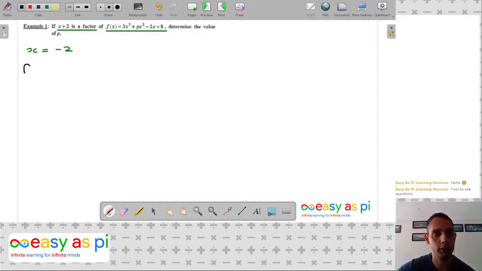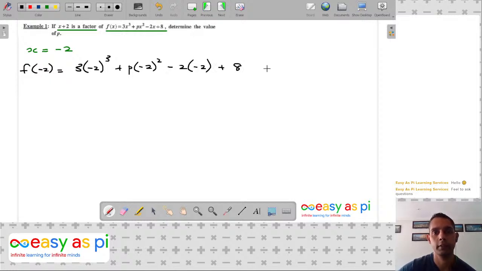What else do we know? We know that f at negative 2, if I plug that in, that's going to be 3 into negative 2 cubed plus p into negative 2 squared minus 2 into negative 2 plus 8. And what do we know? Well, we know because this is a factor, it's going to be equal to 0. Okay, so let's just work this out.